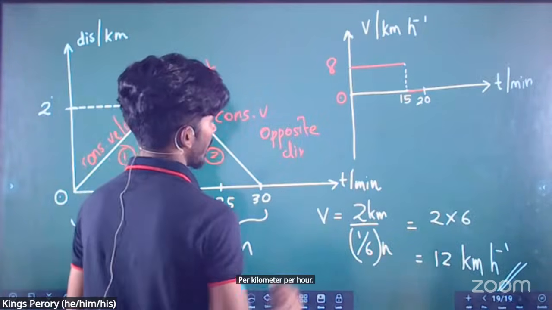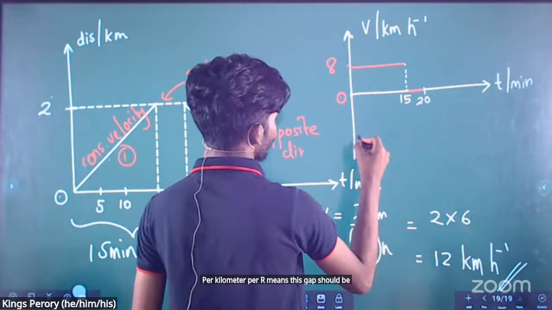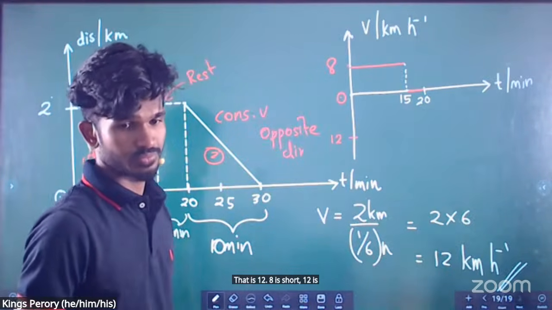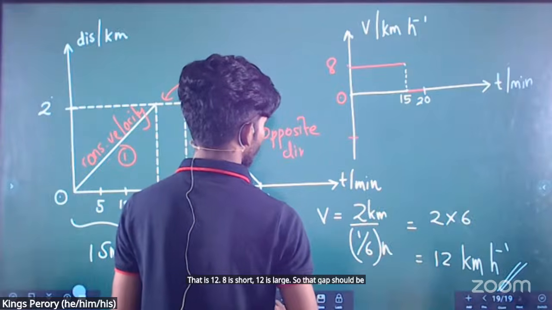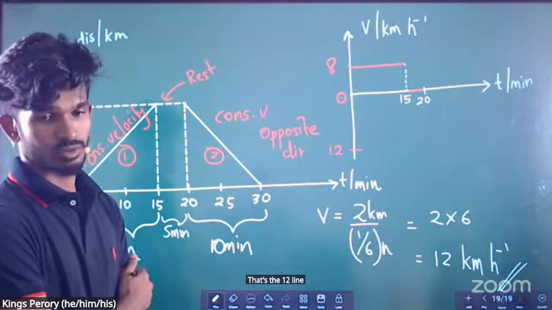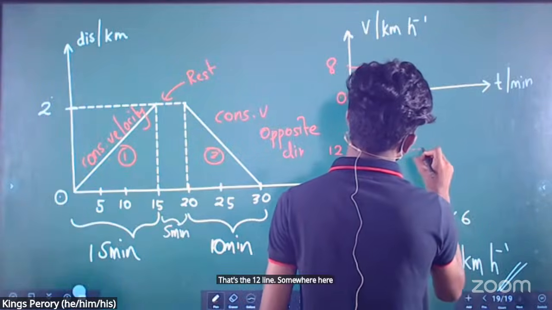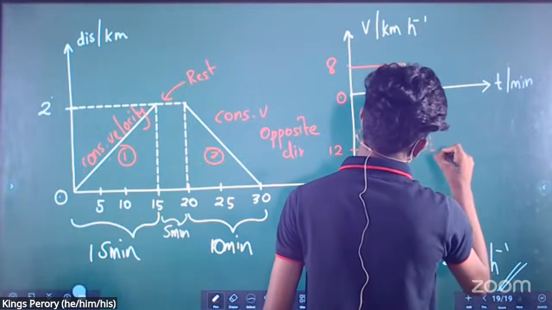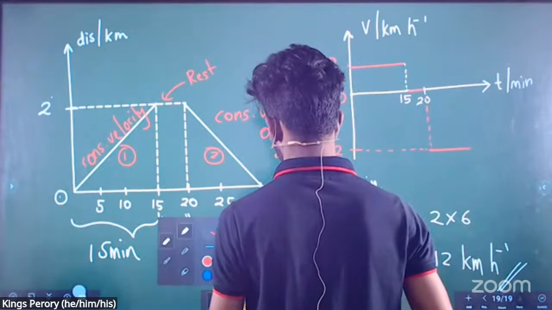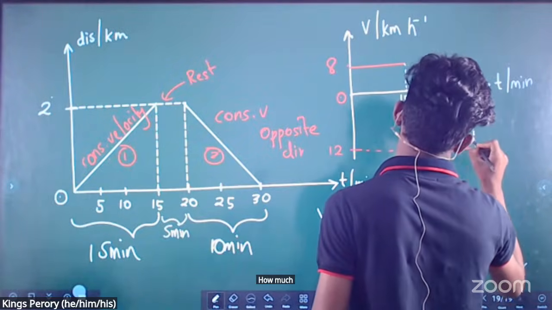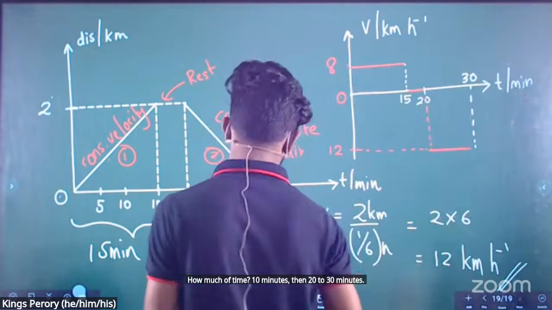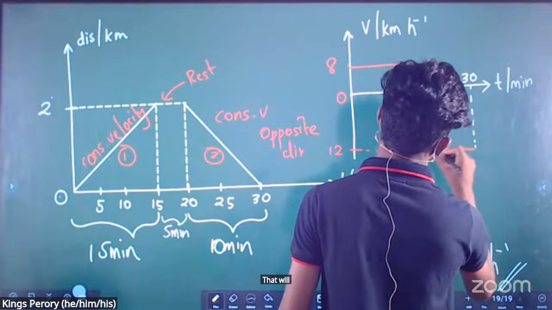12 kilometer per hour means this gap should be more now. That is 12. 8 is short. 12 is large. So that gap should be bigger than the previous one. That's the 12 line. So somewhere here, you draw your graph. How much time? 10 minutes, then 20 to 30 minutes. That will be your graph.